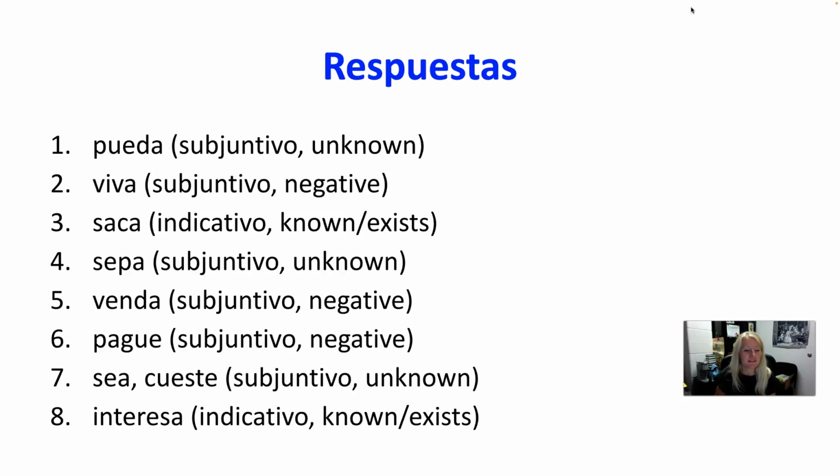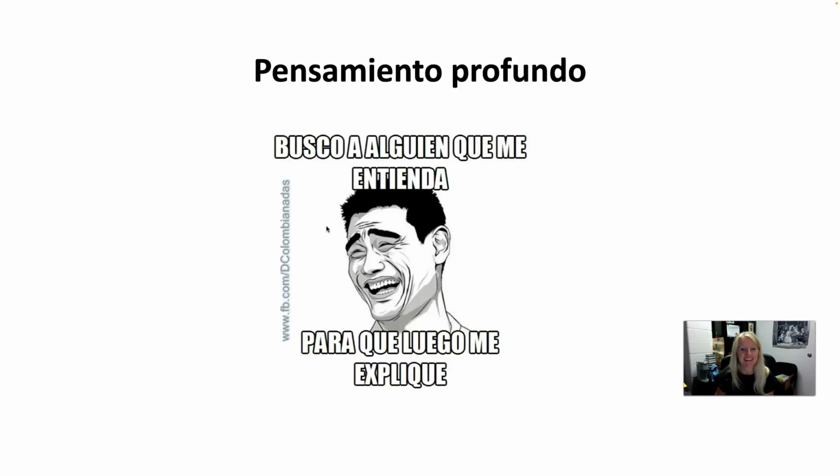So here we go. These are the answers for those 8. I've given you the correct answer given the context of the sentence, as well as a little bit of an explanation. Like, for instance, that it's subjunctive because it's unknown, or subjunctive because it's negative, or indicative because it's known and exists. So hopefully those ideas can help you as you navigate your way through subjuntivo and cláusulas adjetivales.